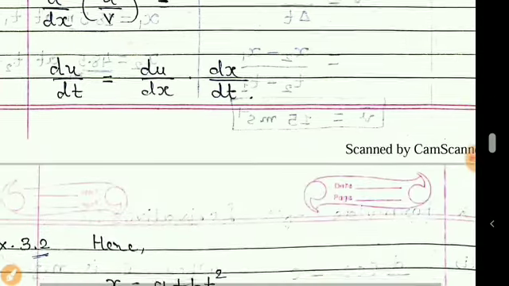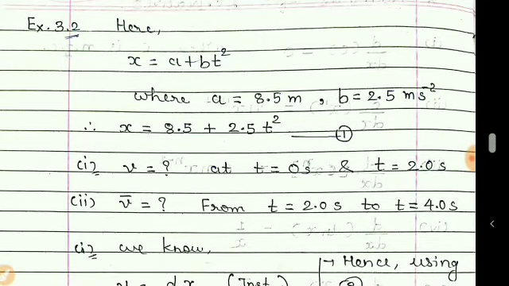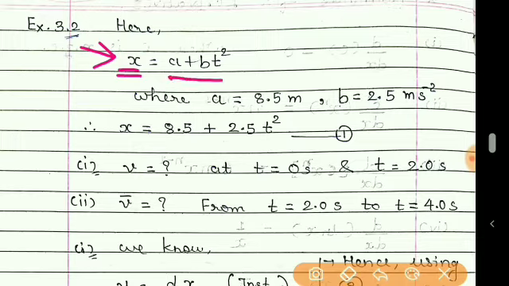So now let us move to example number 3.2. Students, get your textbook, open it, and go to the statement. You will find that given this equation of x, meaning the equation of position, x is equal to a plus b t square. Here what are a and b? They are constants. Remember students, these are constants and their values are given. A is equal to 8.5 meter and b is equal to 2.5 meter per second square.